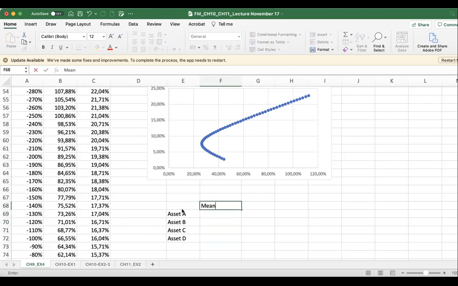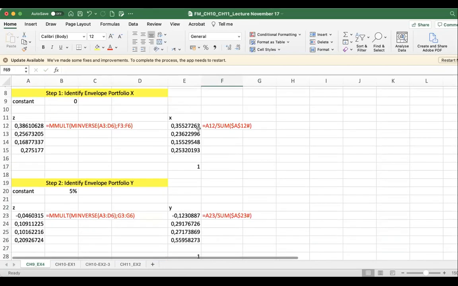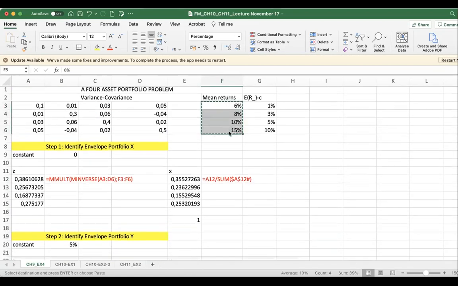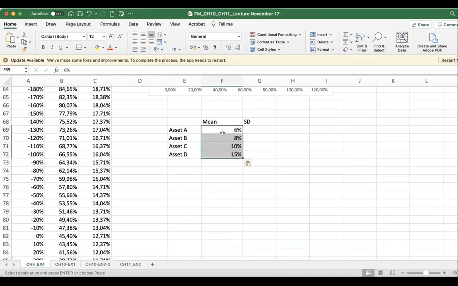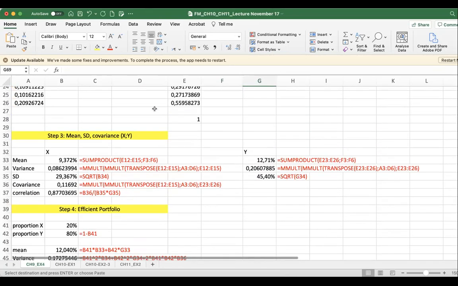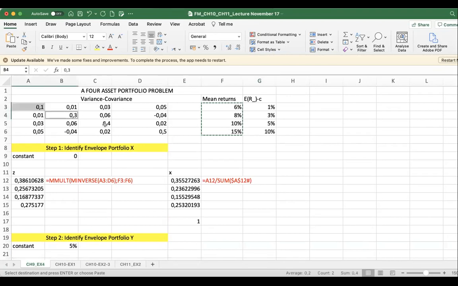So we have to know the mean and the standard deviation of each one of these 4 assets. So the means are given to us here. So just copy them and paste them here. And the standard deviation, we can infer from the variance covariance matrix, because remember the diagonal numbers represent the variances of the individual assets, which means 0.1 is nothing but the variance of asset A. If I want to find the standard deviation, all I have to do is compute the square root. 0.3 is the variance of asset B. 0.4 is the variance of asset C. And finally, 0.5 is the variance of asset D.